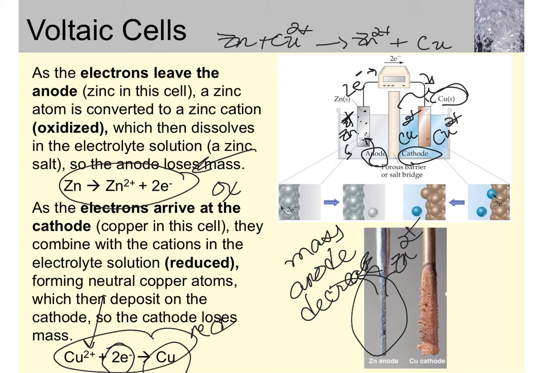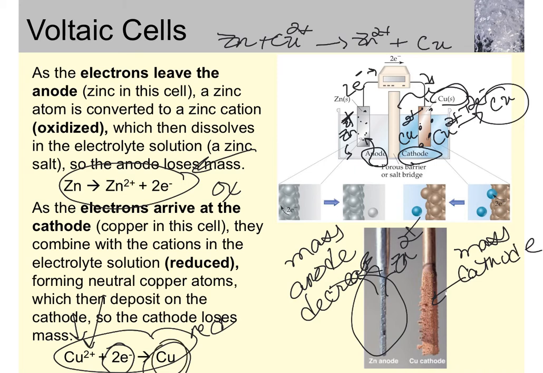Once you have gone from the copper cation to neutral copper, it is no longer soluble in water, and as a matter of fact will plate out on the copper electrode, the copper cathode. And so the mass of the cathode will increase over time because you have copper cation, which starts out in the electrolyte solution, turning into copper metal, which is plating out or sticking to the cathode piece of metal. So the mass of a cathode will increase over time, and the mass of the anode will decrease.